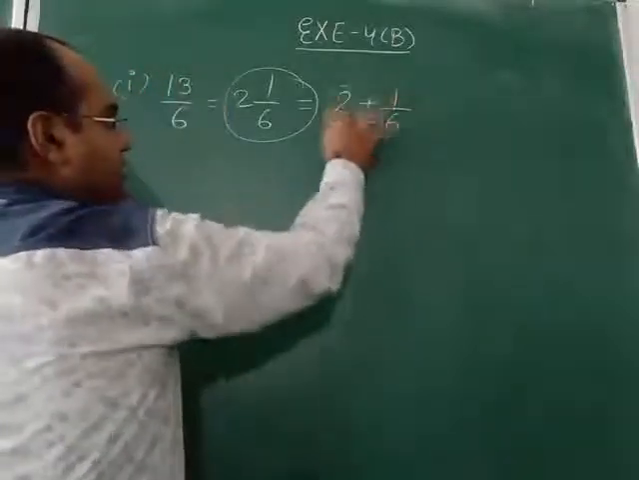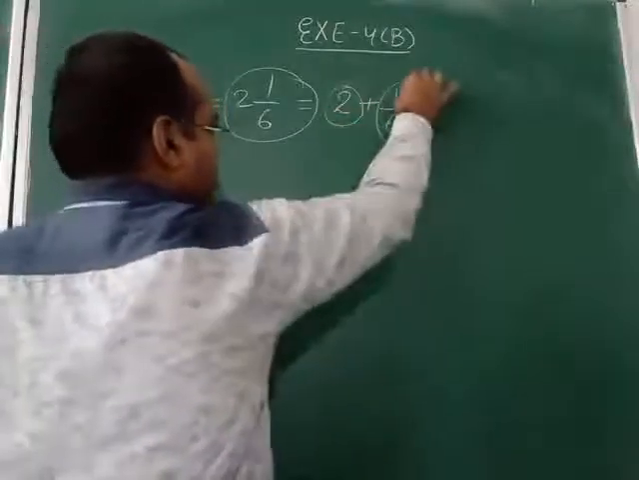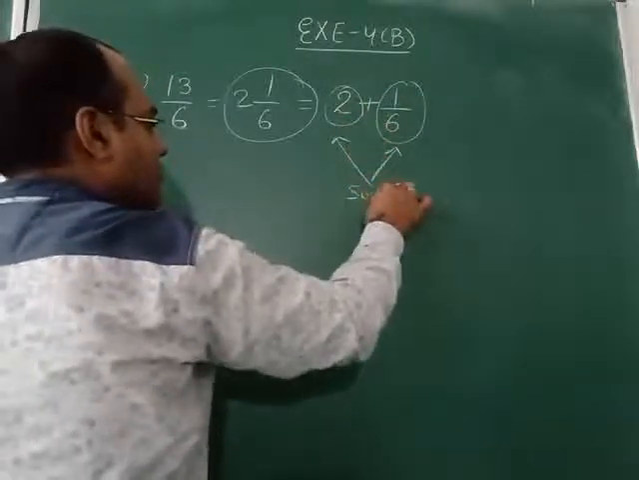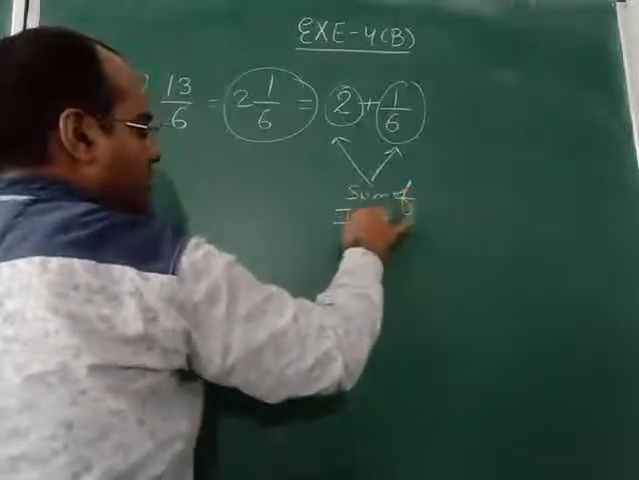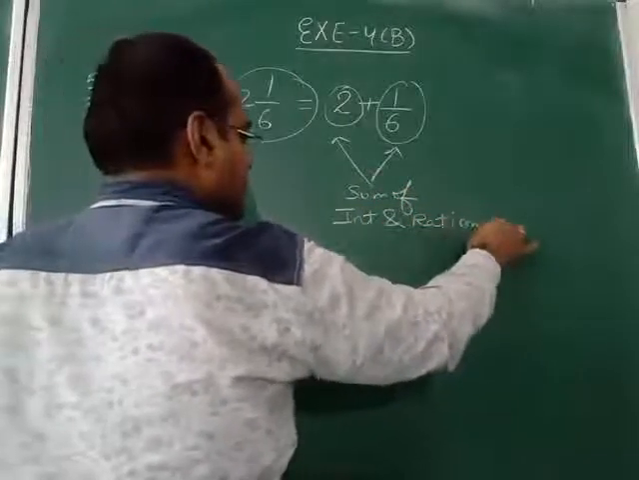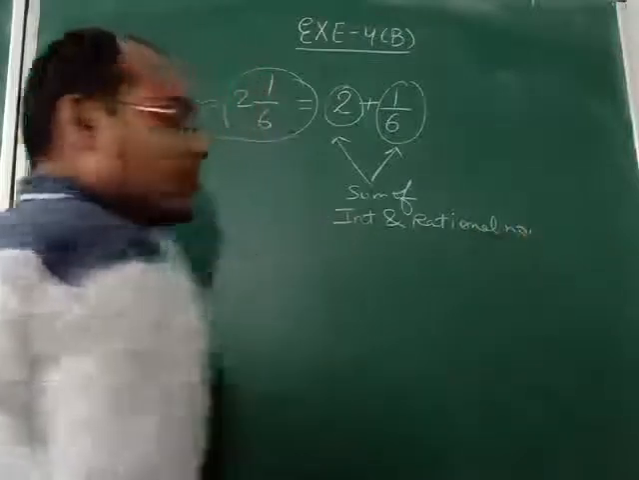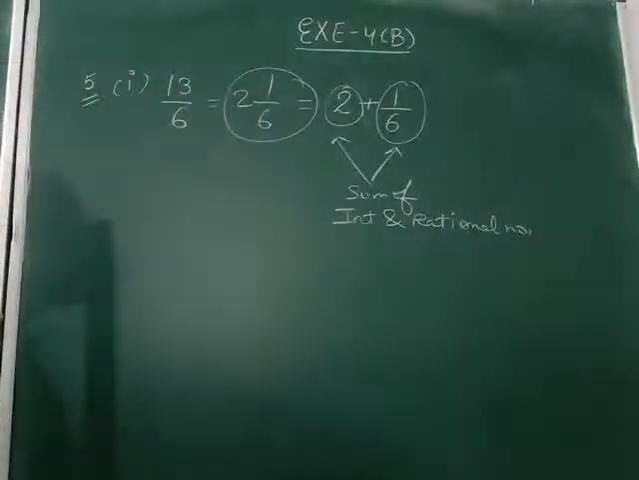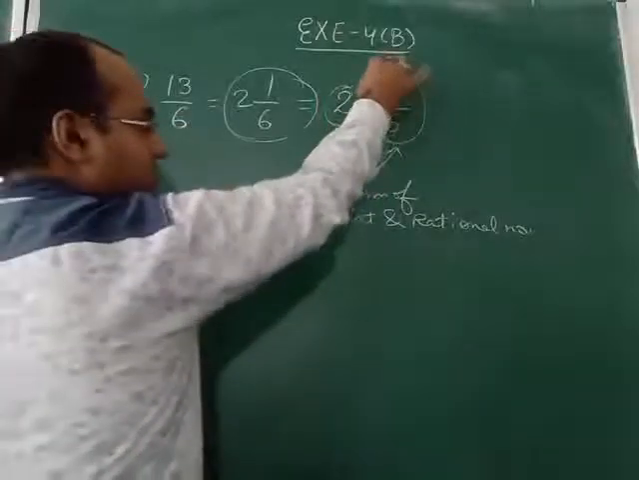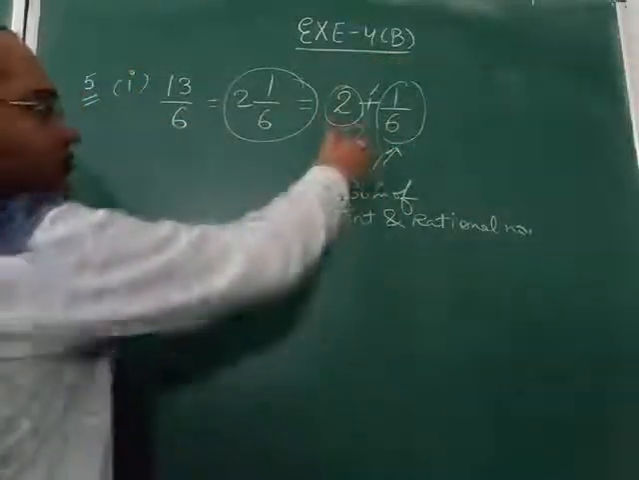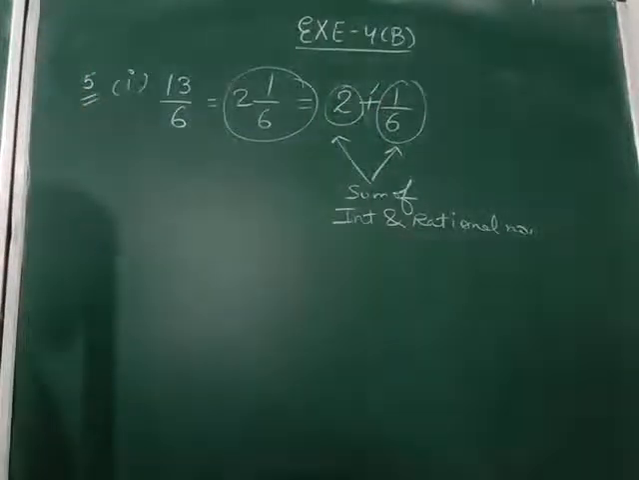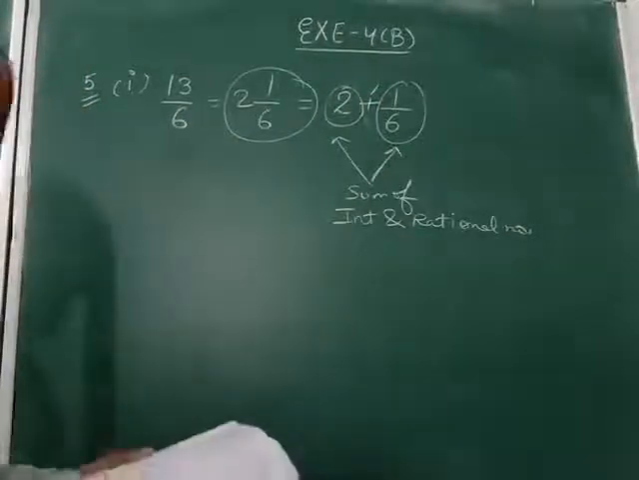So here it is an integer and here it is a rational number. So here we have shown it as a sum of an integer and a rational number. What is the heading of the question? The heading of the question is that we have to show this number as a sum. So here we have shown the plus sign, that means this is a sum of an integer and a rational number. So like this you have to do question number 5. Now see another part also, part number 2.